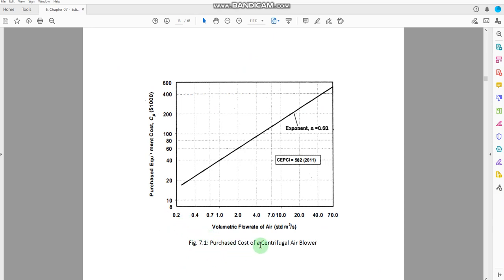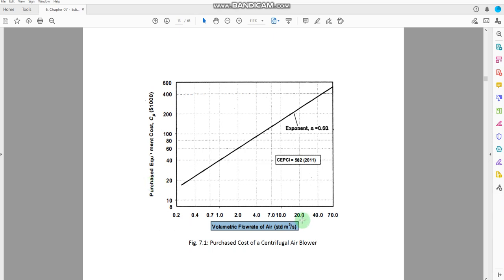Now let's see how we can actually read some of the charts here. For example, you are dealing with some kind of centrifugal air blower, and the information that you would have here would be the volumetric flow rate of the air through the compressor, and on the left-hand side you would have the purchase cost of equipment. So you would see that as the volumetric flow rate of the air through the compressor increases, the size of that compressor would increase, and then you would see what the impact on the cost of that equipment should be.